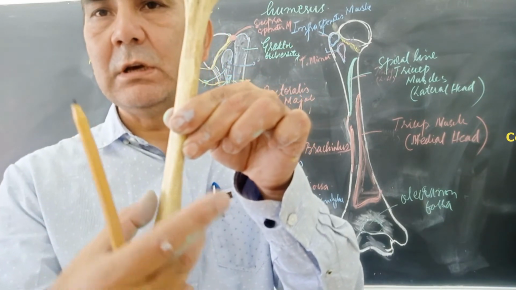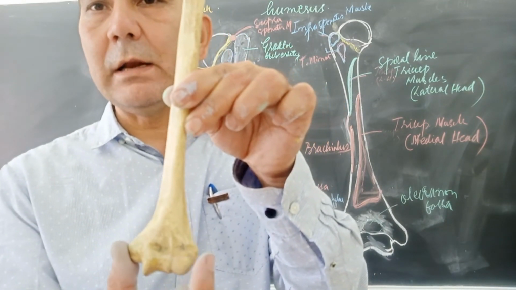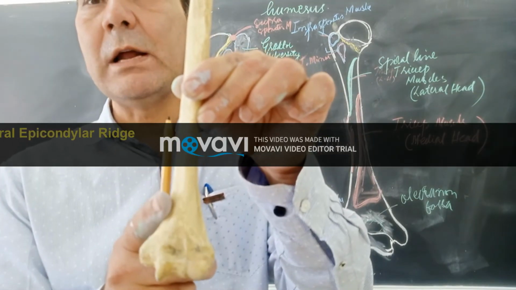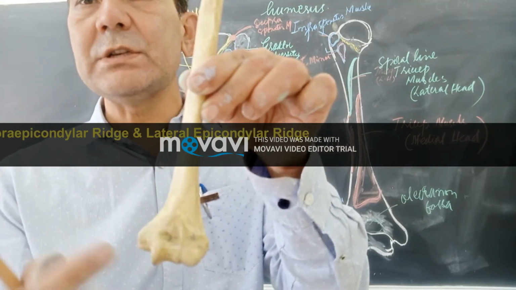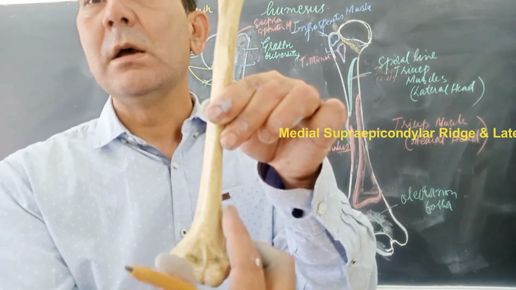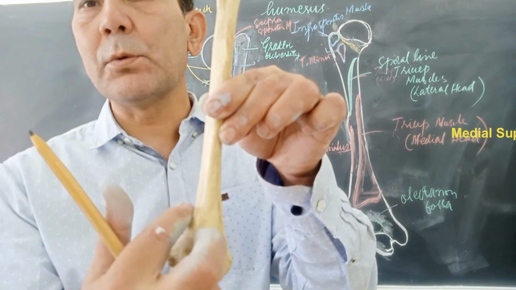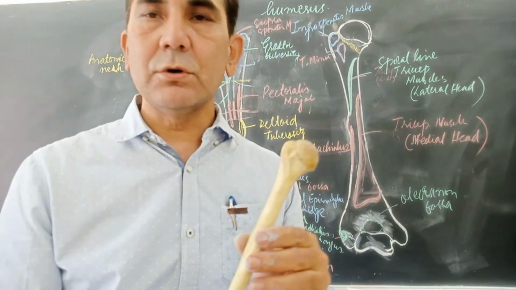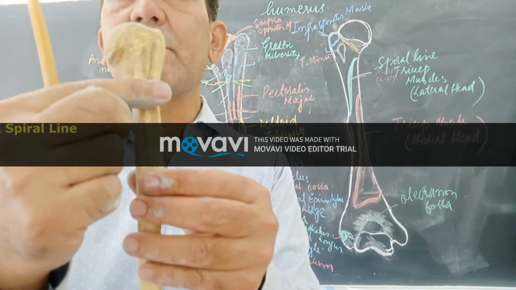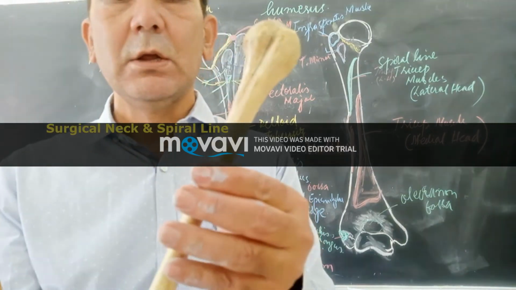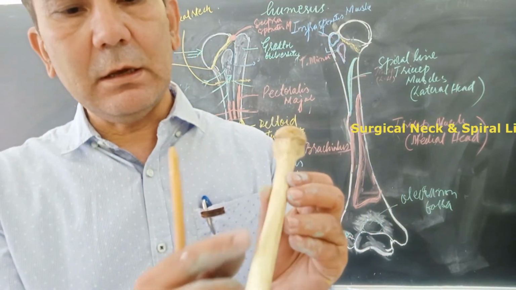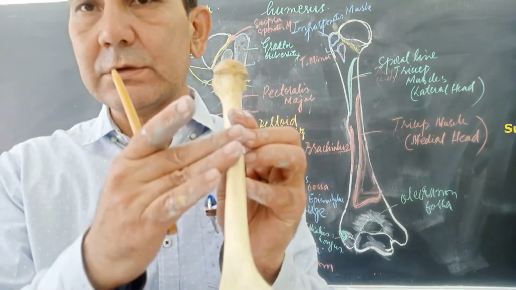Just above the medial condyle, the epicondyle, there are ridges: the medial supracondylar ridge and the lateral supracondylar ridge. On the back side is another neck, called the surgical neck. Mostly fractures of the humerus happen here. And on the back side is a line, called the spiral line. And the back side is a smooth surface.